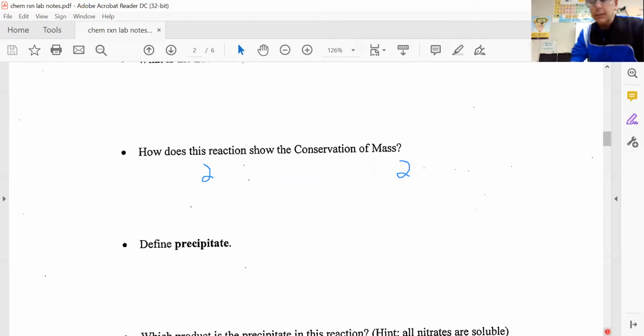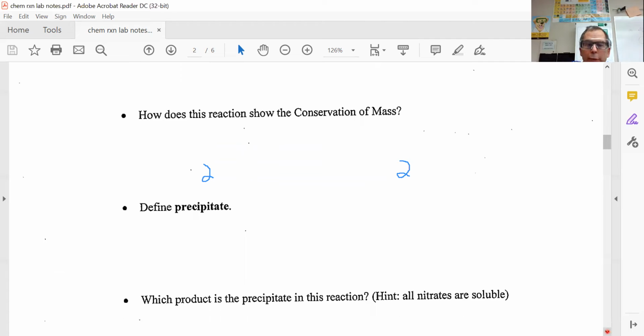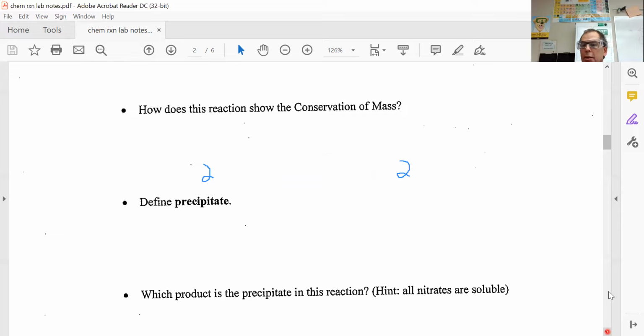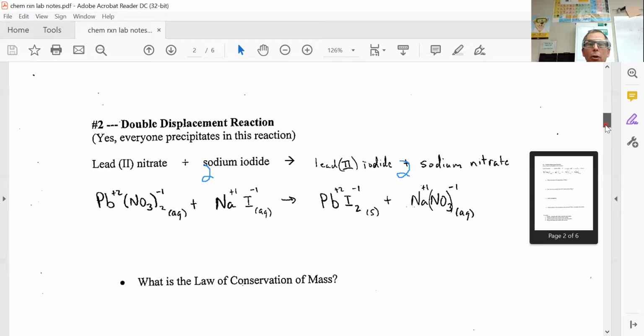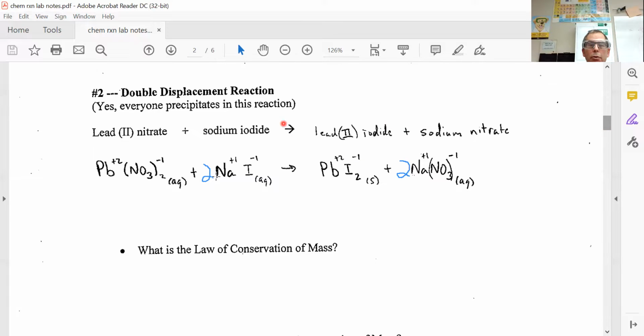And then lastly, we have which product is a precipitate. Hint: all nitrates are soluble. If we go back here and look, we started out with two aqueous solutions. If all nitrates are soluble, then that couldn't be the precipitate. It has to be the lead iodide, and that's why I put a solid there.